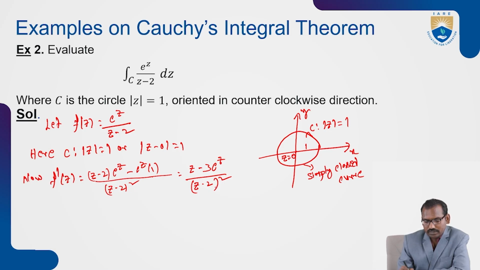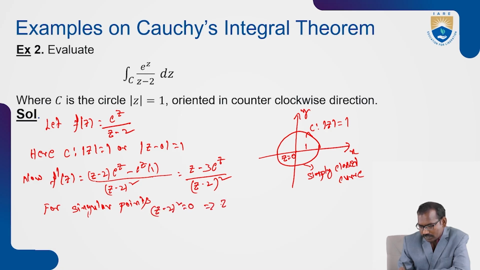So I want to find where the derivative does not exist. In this case, I have to take the denominator of the rational function and equate it to 0, so that I can find where f dash of z does not exist. So for the singular point, I am going to equate the denominator to 0. That means z minus 2 whole square equals 0. This implies z is equal to 2. Therefore, z equal to 2 is the singular point.